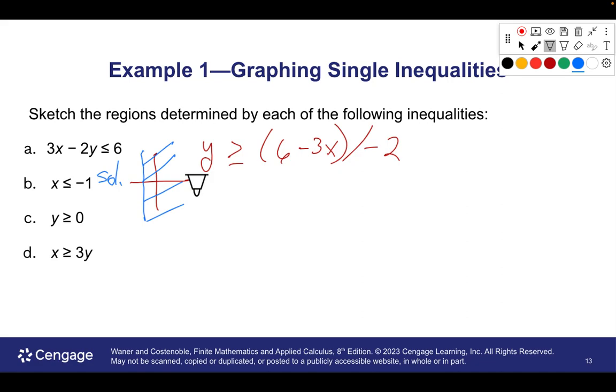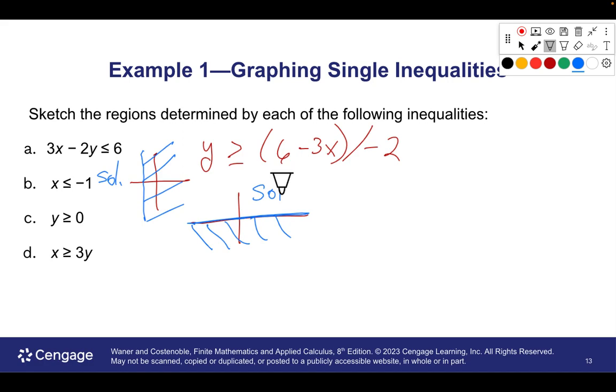What about y is greater than 0? What kind of line is y equals 0? Horizontal, exactly. Y equals 0 is actually the x-axis. So that's this line. Y is bigger than 0, so that's the top part. So remember, we will shade the bottom part because this is not the solution. This is the solution up here. Okay, that one you can do.